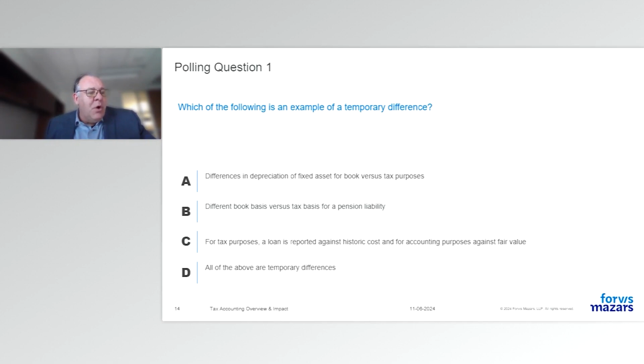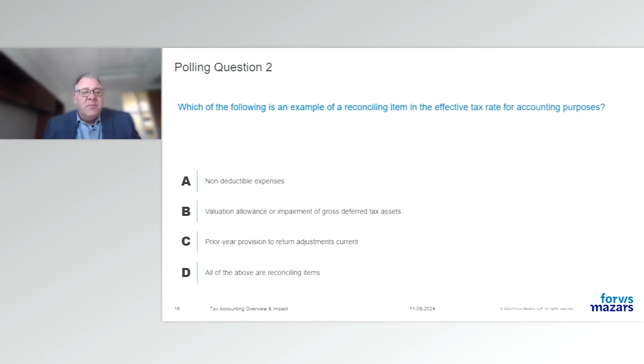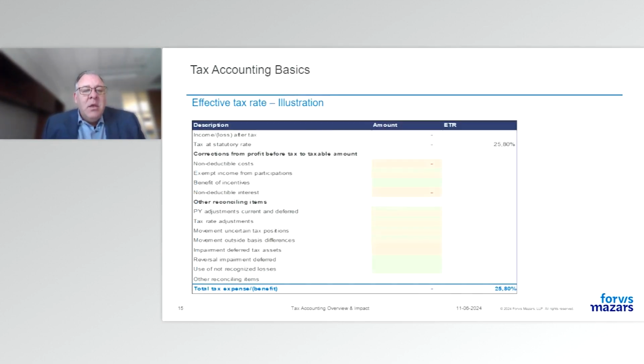And then we'll be getting into a little bit more about the rate reconciliation. So here on slide 15, we have an outline of a rate reconciliation. Here on the first line, you would have your book income or loss, and then that would be multiplied on the second line by the statutory tax rate for the company's primary jurisdiction. In this case, we're using 25.8%.